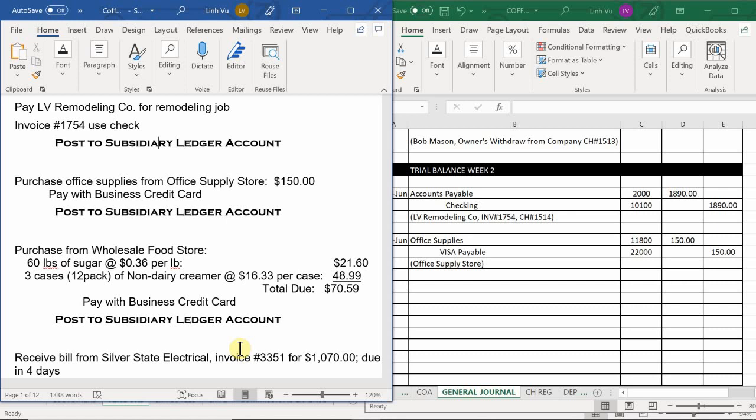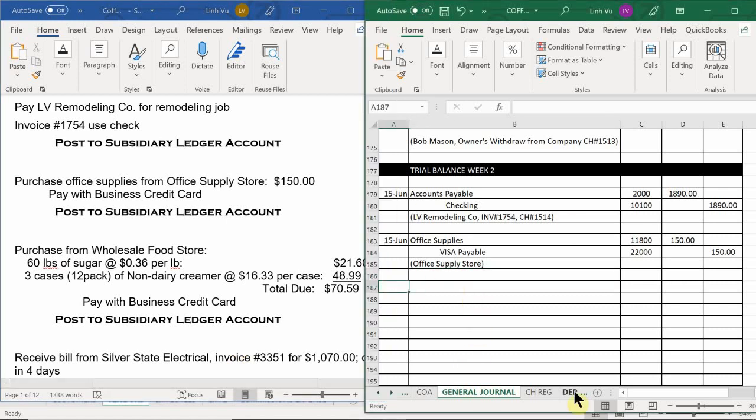Okay, so we go into the sugar and we journalize both together, no? The creamer and the sugar. So the sugar is 11,770, and the creamer is 11,775. And we pay with the business credit card.